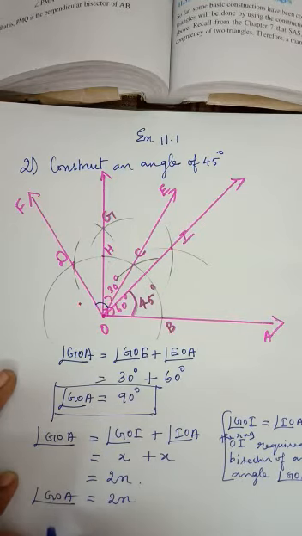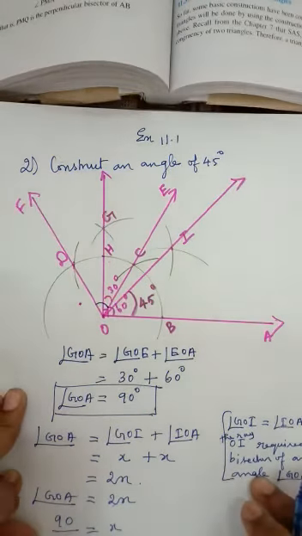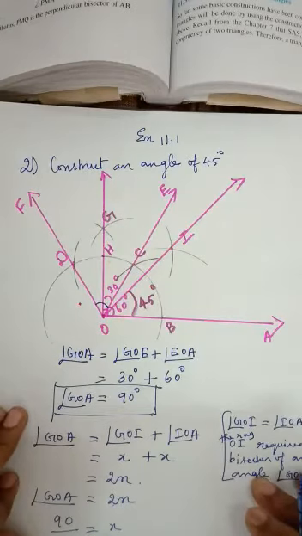Already you know that angle GOA is equal to 90 degree. So 2x is 90, divide by 2, x is equal to 45 degree. At last x is equal to 45 degree, that is angle GOI is equal to angle IOA. Is it clear, students? Good.